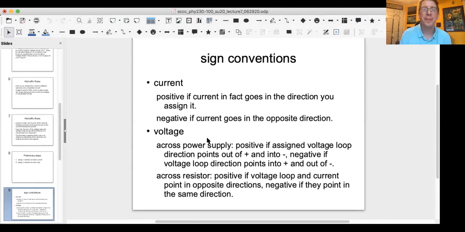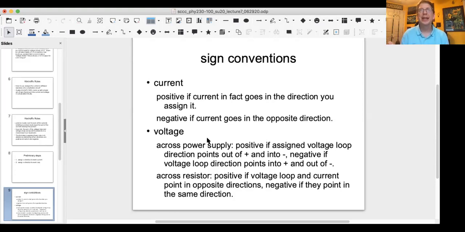and into negative. And across the resistor, it's a voltage drop if your loop and current arrows are going in the same direction. And it's a voltage rise, or it's positive, if your loop arrow and current arrow point in the opposite directions. And again, sometimes that might be necessary depending on how you set the problem up.